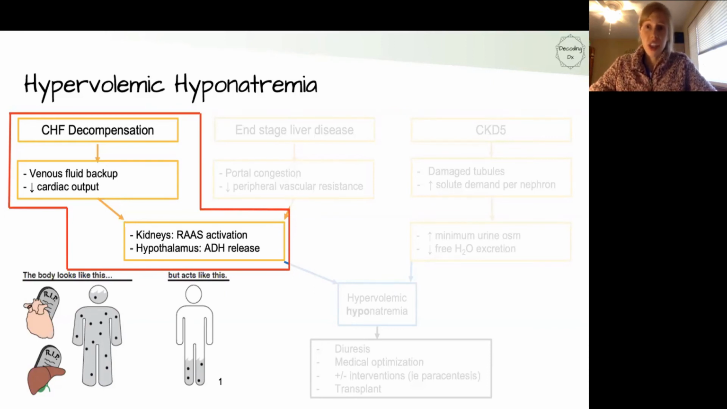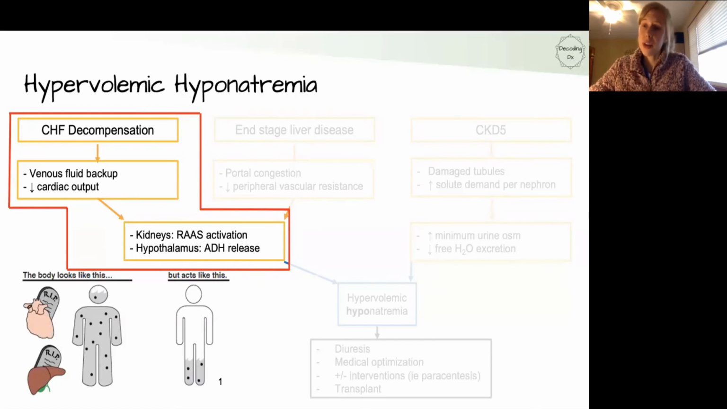And in addition to that, just a CHF exacerbation, like with reduced ejection fraction, you'll have a low cardiac output. This will tell the kidneys that there's not enough circulating blood. So the kidneys will think that we're hypovolemic, even though in reality, the body is hypervolemic. This will tell the kidneys to turn on the renin-angiotensin-aldosterone system. This will also, in the same way, tell the hypothalamus to release ADH.